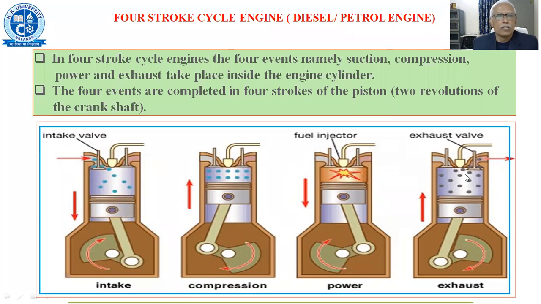Okay. So in the case of a four-stroke engine, you can see the four events are completed. Four events means suction, compression. In the figure, it is shown as intake, compression, power, and exhaust. Totally four processes happen in 2 revolutions of the crankshaft. That is 360 into 2, that is 720 degrees of crank rotation. That means in order to complete one process, the crankshaft has to rotate by 180 degrees.